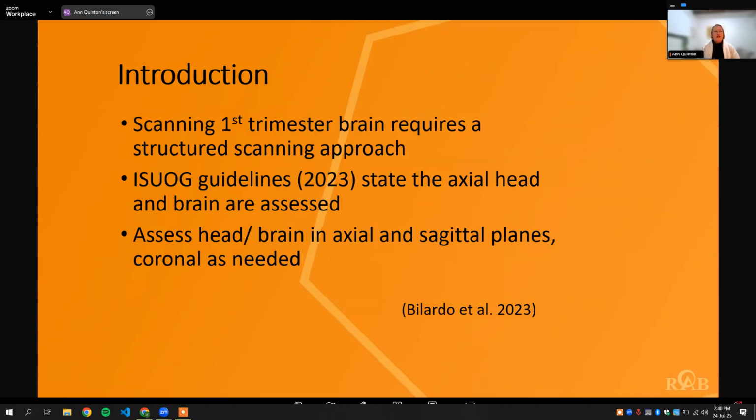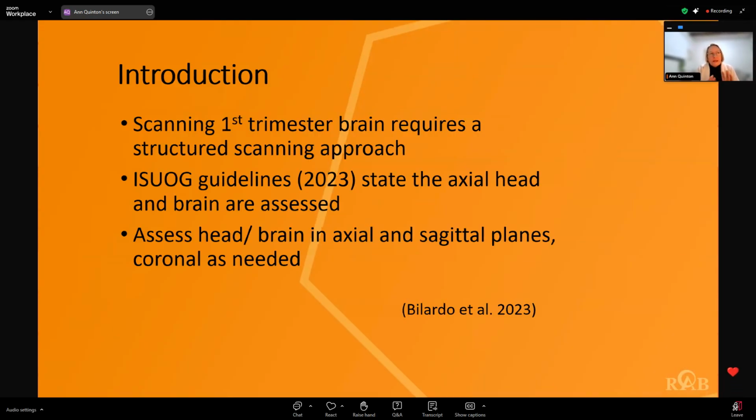All right, so what I found from scanning the fetal brain in the first trimester is that it actually requires a structured scanning approach. And a lot of the structures that we see in the fetal brain just don't jump out at us. We actually have to go looking for them, and we have to get the correct planes to be able to see those structures.